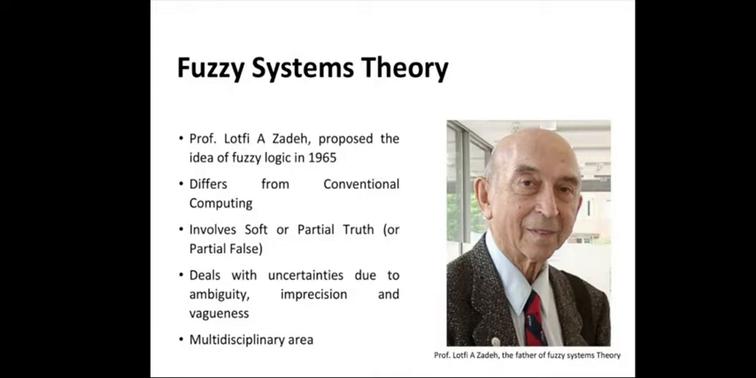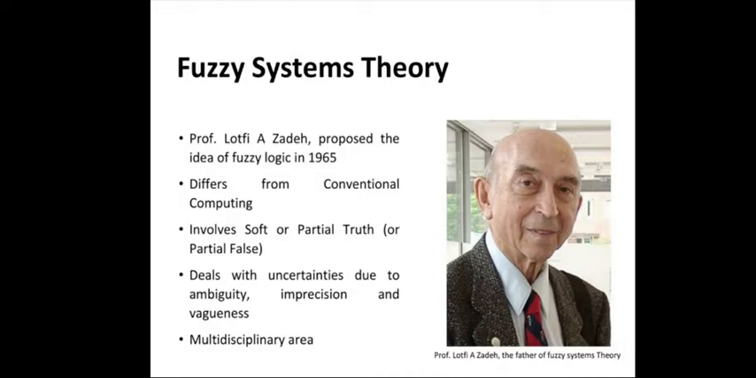Fuzzy systems theory involves soft or partial truth or partial falsehood. Truth is hard when it means that it is true, 100% true. False is hard when it is 100% false. But if there is a truth or a false which is not 100%, somewhere in between 0 and 100%, it is termed as soft.